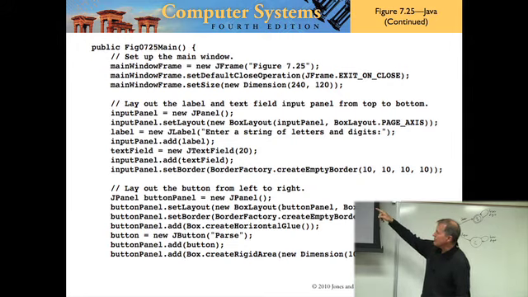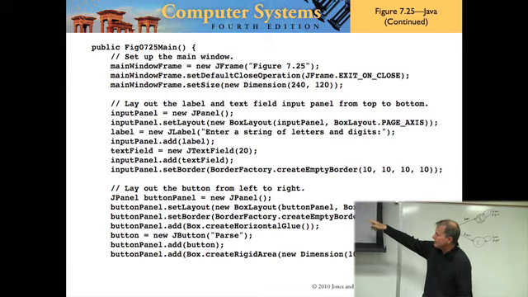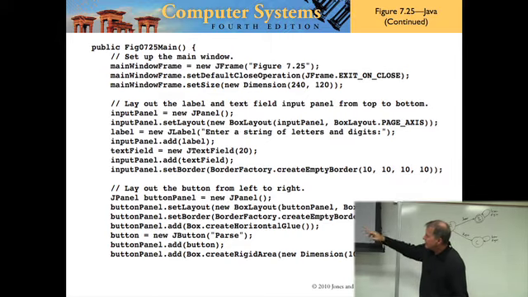You see how we put the figure 7.25 in there, so you can change that if you want to change the title. And then we lay out the label and the text field from top to bottom, so you see the label, "Enter a string of letters and digits." You can change that if you want to. And where's the button? Bottom. And remember what was on the button? The word Parse. So there's new JButton, Parse.